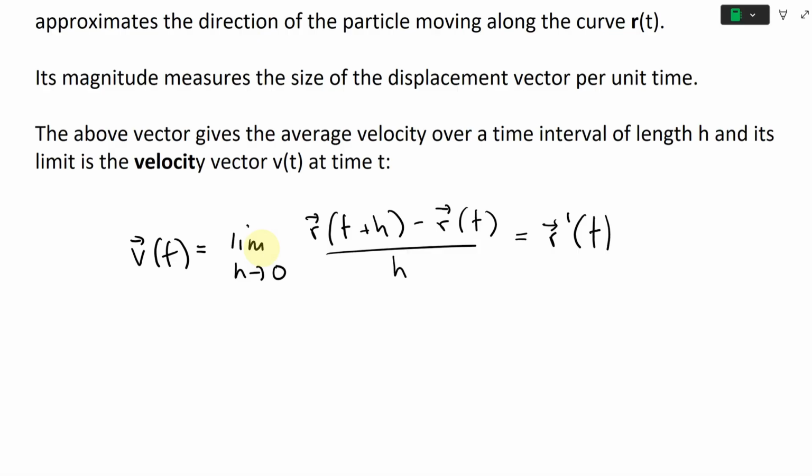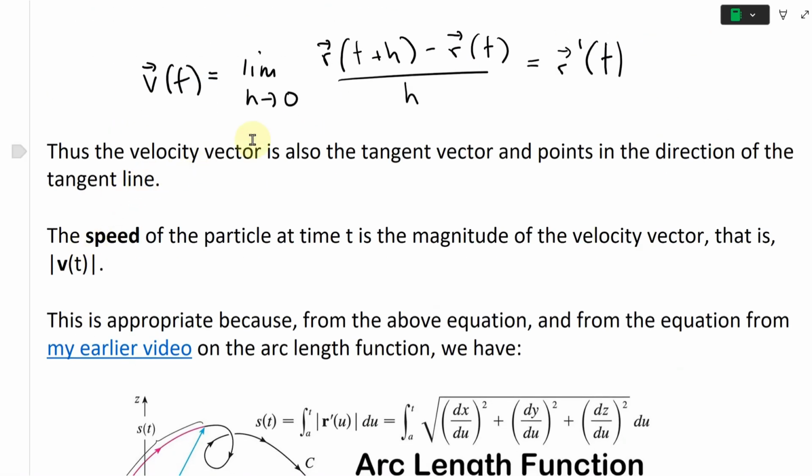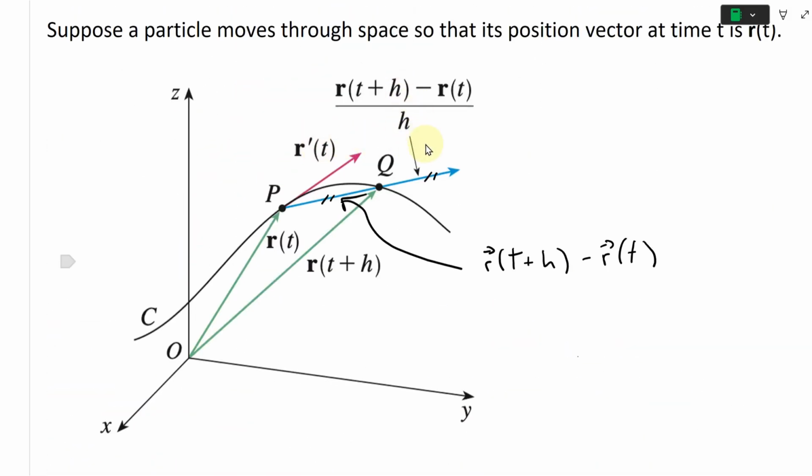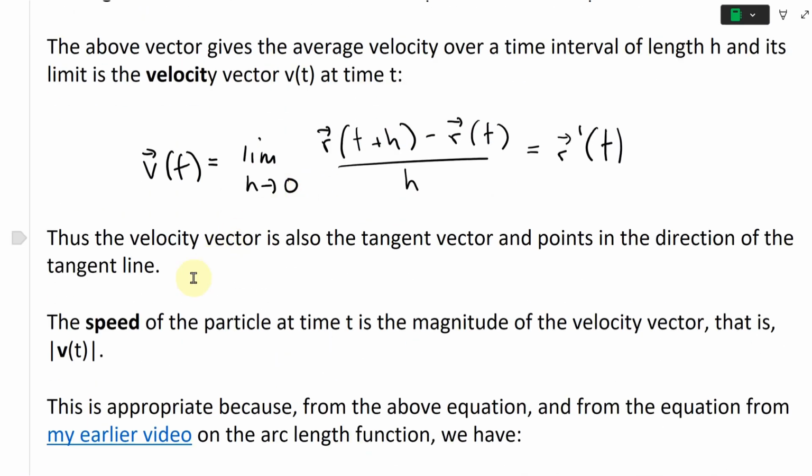So the velocity is just the derivative of the position vector, which is exactly what we already know in basic calculus. So thus the velocity vector is also the tangent vector and points in the direction of the tangent line. Going back there again, here's this derivative as well as the average velocity, but then as h goes to 0, this shrinks and lines up with this right here. It becomes a tangent vector across there.